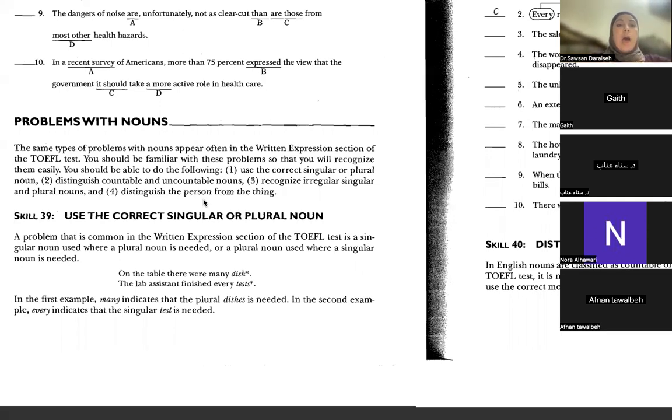Uncountable means you cannot add or change anything to make it plural. It has only one form, like traffic, like information, like advice, like blood, like love. So these are nouns that are uncountable. And like I said, you cannot make any changes to them in order to make them plural. They only have one form.